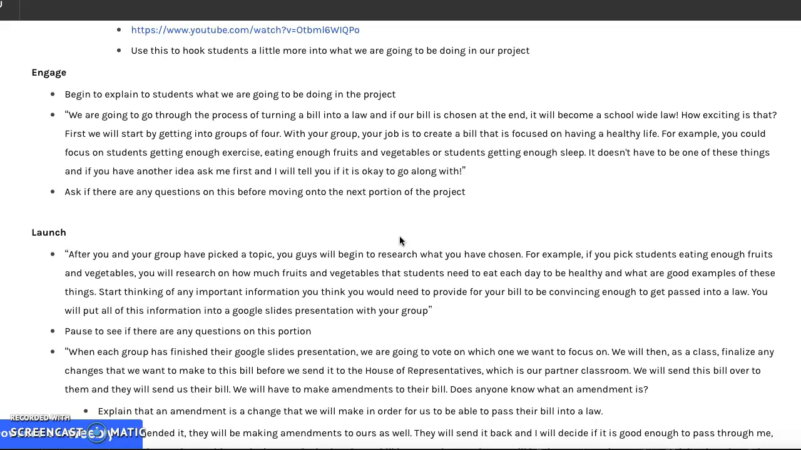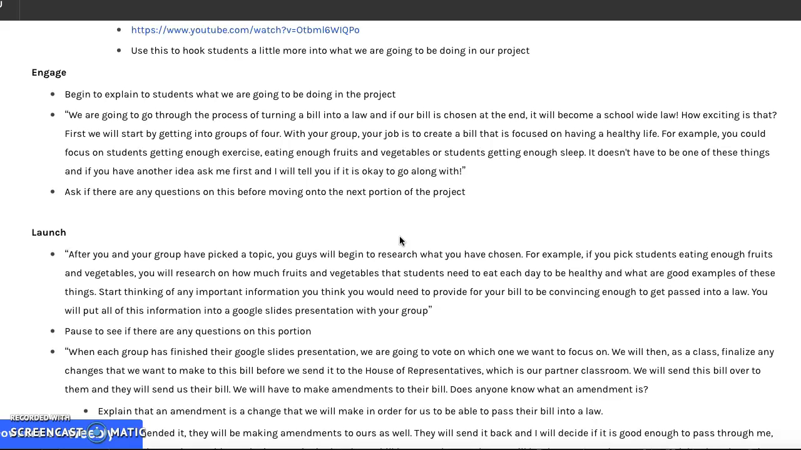So first, they'll be in groups of 4, and each group will have to come up with some different topic for a bill that they would want to become a law that's based off of healthy eating habits, exercise levels, and the amounts of sleep that students get. So their goal is to try to get this bill passed through all branches of government and have our principal sign it into a law.